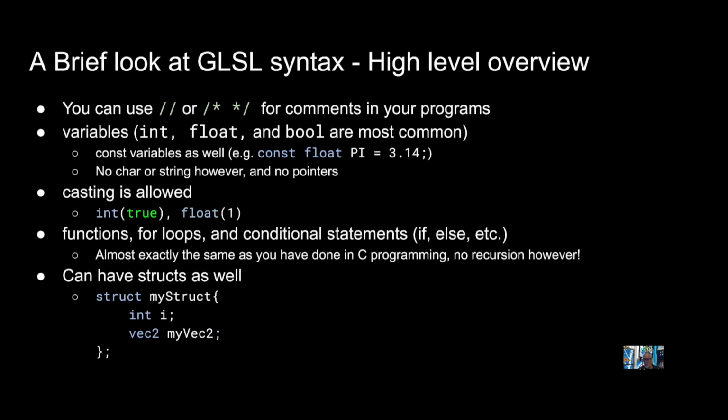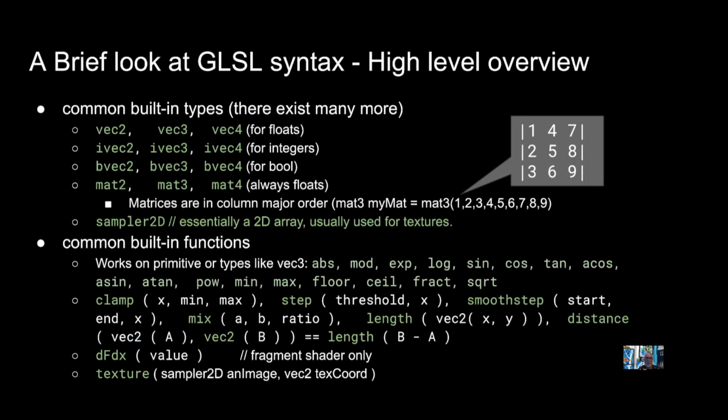You can have structs, so you can pass things around as a struct. Matrices are built-in types that have a whole bunch of functionality to them. We'll see that in a second. Vector 2, 3, 4, integer vector 2, 3, 4, Boolean vector 2, 3, 4, matrix 2, 3, 4. They're always floats. The way that a matrix is stored is in column-major order. So if you look at the matrix in the upper right-hand corner of your screen, you can see how it's laid out in memory.